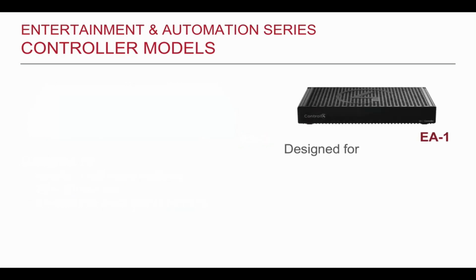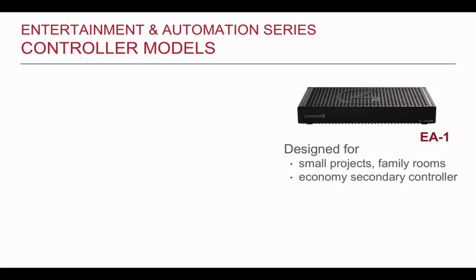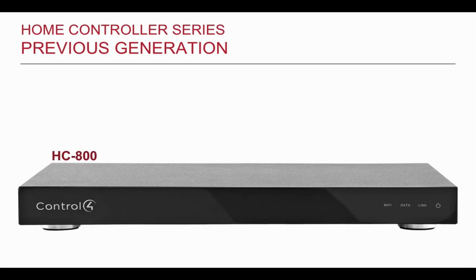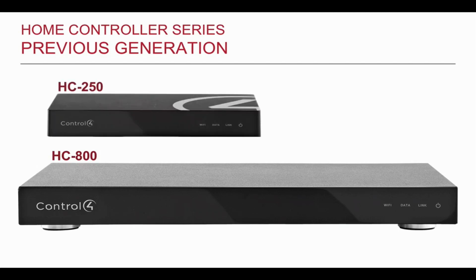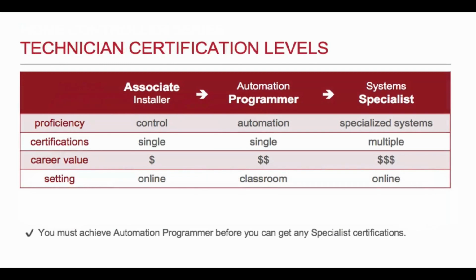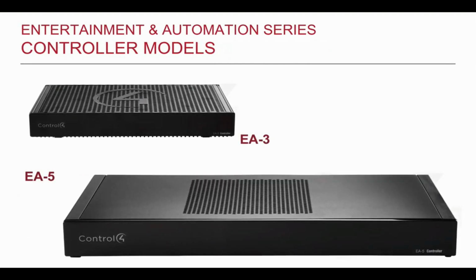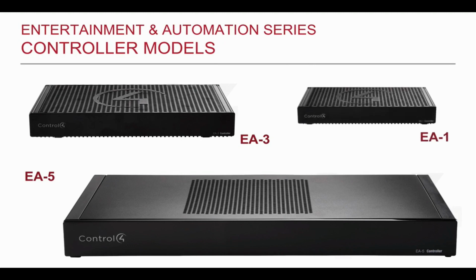The EA1 is designed for the simplest of projects, such as family rooms, where homeowners want a universal remote with just a few additional smart home amenities. The EA1 can also work as a secondary controller in larger projects, but with some functional limitations compared to the EA3. The previous generation of controllers from Control4 was the Home Controller series, including the HC800 and the HC250. You will learn more about when to use each of these controllers in the Automation Programmer course. For now, just remember that the EA5 is for large to very large projects. The EA3 is for smaller projects, and the EA1 is designed for the simplest of projects.